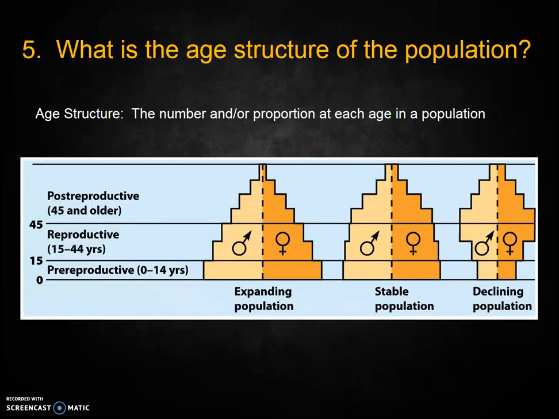Just as with human populations, the age structure of a population is important. Population ecologists analyze age structure along with the reproduction and mortality patterns to determine if a population is likely to be increasing or decreasing in the near future.